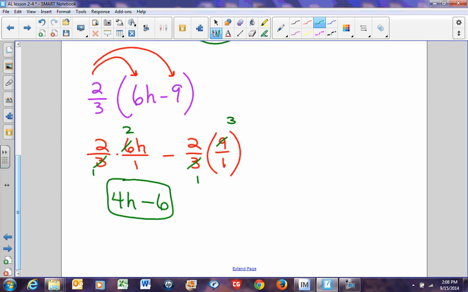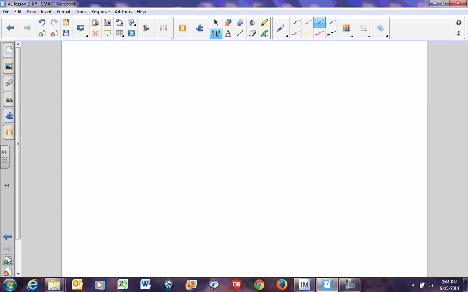Now, you can use the distributive property to do mental math. Mental math is just another easier way to do something. For example, let's say I want to multiply 102 times 98. I have 102 and I want to multiply that by 98. I can think of 102 as 100 plus 2 and 98 as 100 minus 2.